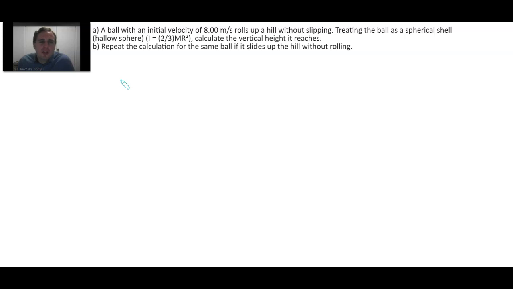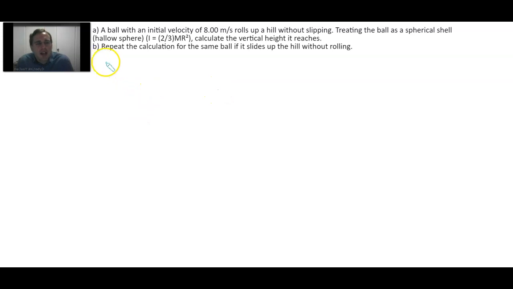A ball with an initial velocity of 8.00 meters per second rolls up a hill without slipping. Treating the ball as a spherical shell, that's a hollow sphere, and this is the rotational inertia equation, I equals 2/3 mr squared. Calculate the vertical height it reaches. B. Repeat the calculation for the same ball if it slides up the hill without rolling.